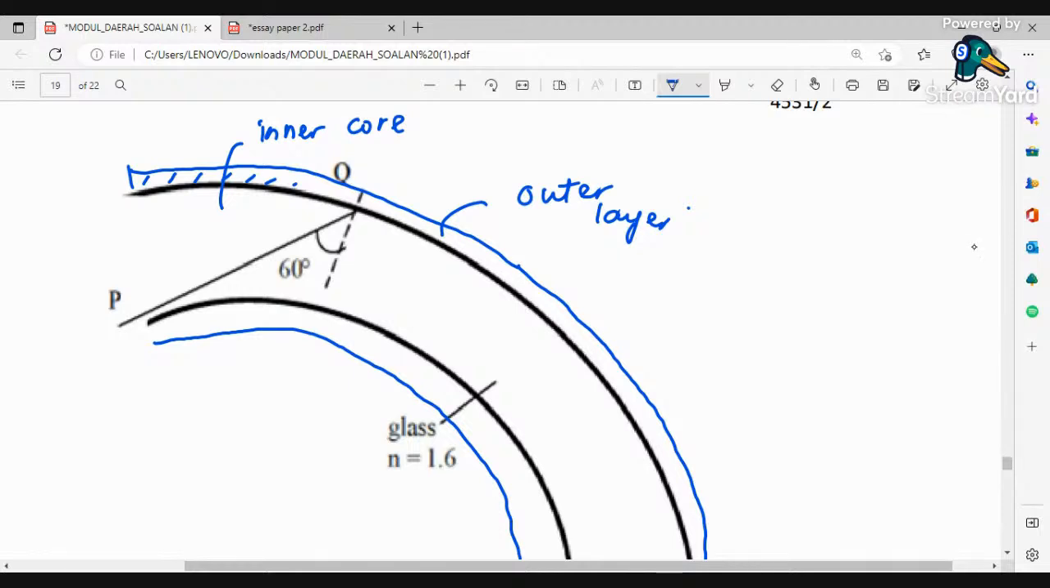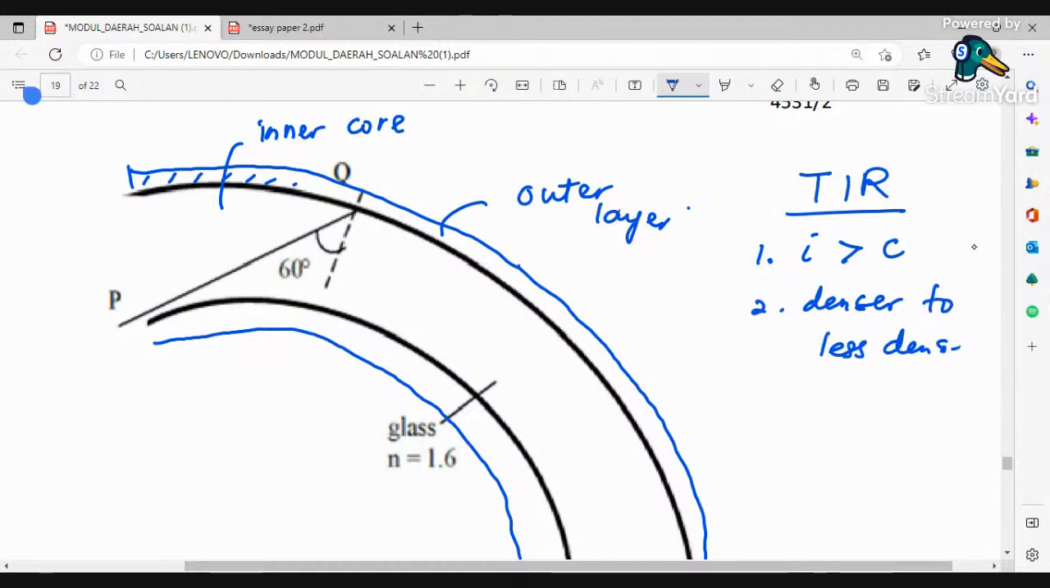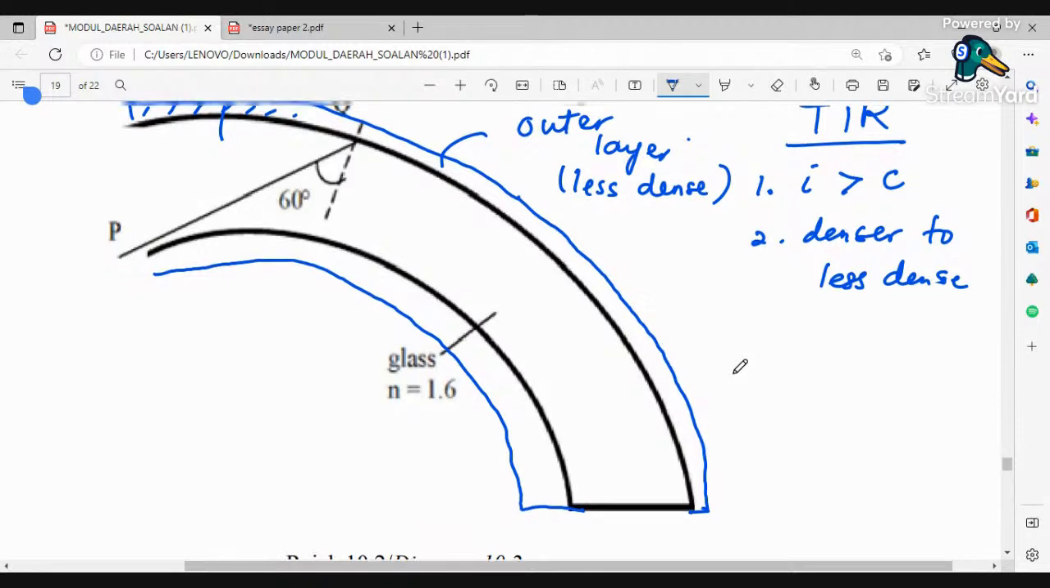As we know, for total internal reflection to occur, there are 2 conditions. The first one is angle I must be greater than the critical angle. Number 2, light travels from denser to less dense. So it means the inner core is denser, the outer layer is less dense. That one is the optical fiber. Mesti 2 layer. Kalau dia minta you lukis, you mesti lukis 2 layer.